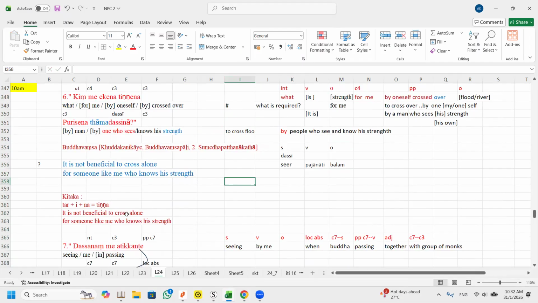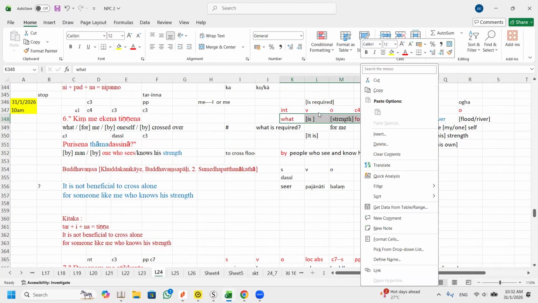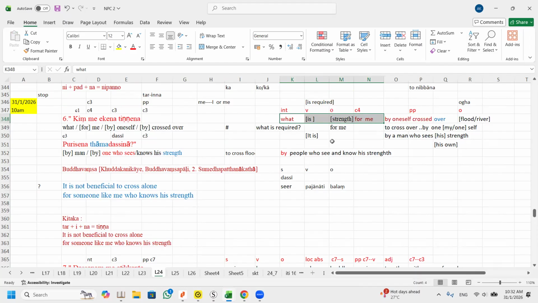So the best arrangement is there. You see, at the end of the day, "it's not beneficial to cross alone" is not very right. For someone like me who knows his own strength, I think this translation is definitely not very correct. So the final translation you take from here. The strength comes from this one.